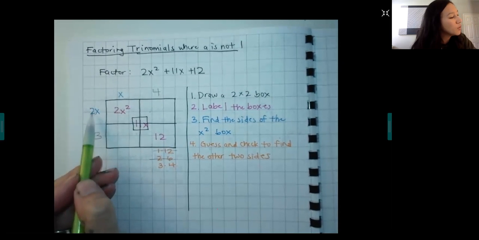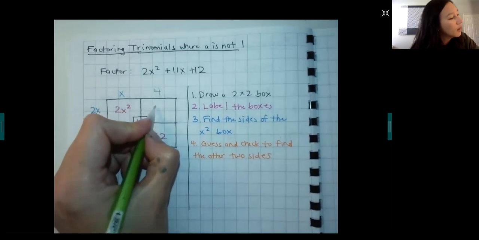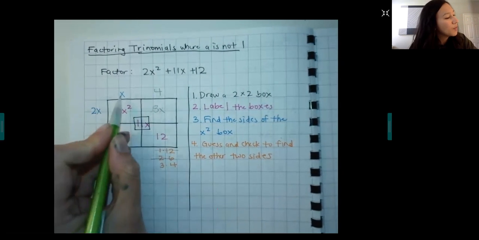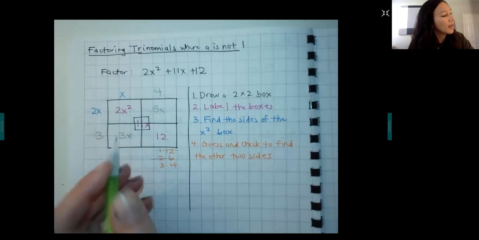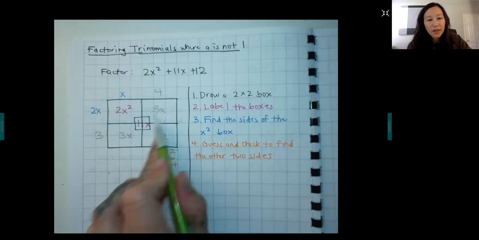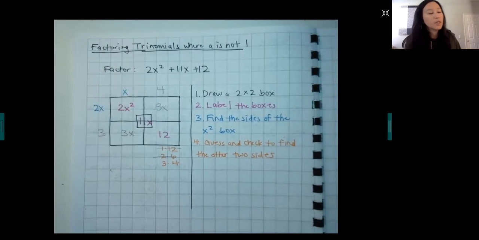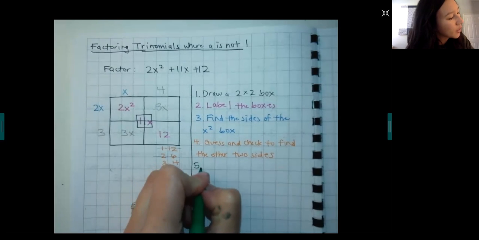Let's see. If I do 2x times 4, that gives me 8x. And if I do 3 times x, that gives me 3x. And there it is. There's our 11x. So now we know our sides, and we can do our last step, which is write the factored expression.